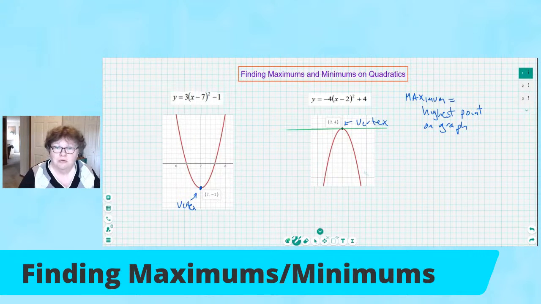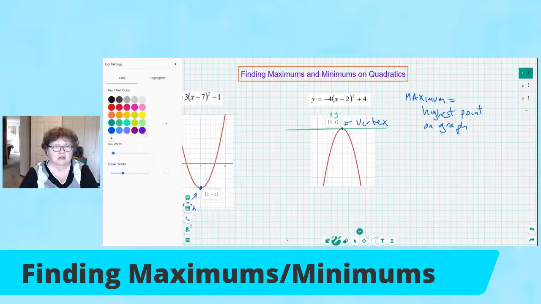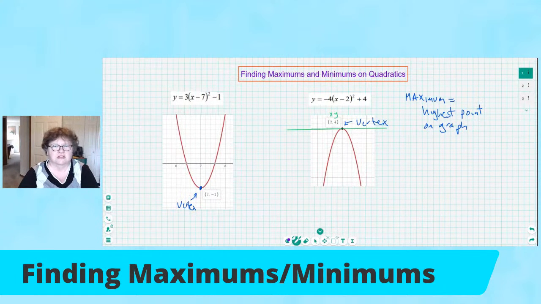Because every parabola has a vertex on it, would it make more sense to look at the x value or the y value of the vertex? Well, it's the y value. So in this case, the one I'm looking at right now, let me choose a different color. This vertex is at (2, 4). And so this line right here would be y = 4. And since this is the highest point on the graph, I would say I have a maximum at 4.